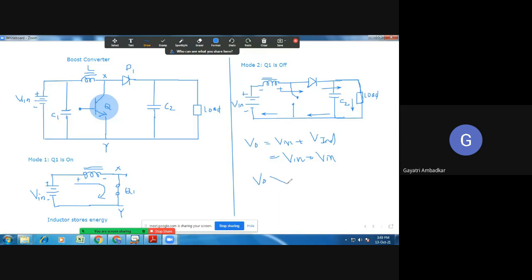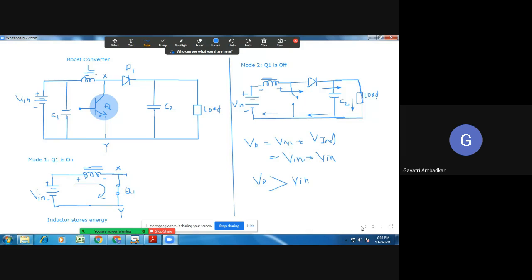It is increasing above. VO is greater than V in; in this case it is doubling. So what happened? Boosting has happened. So output voltage is boosted. It is greater than the input voltage.